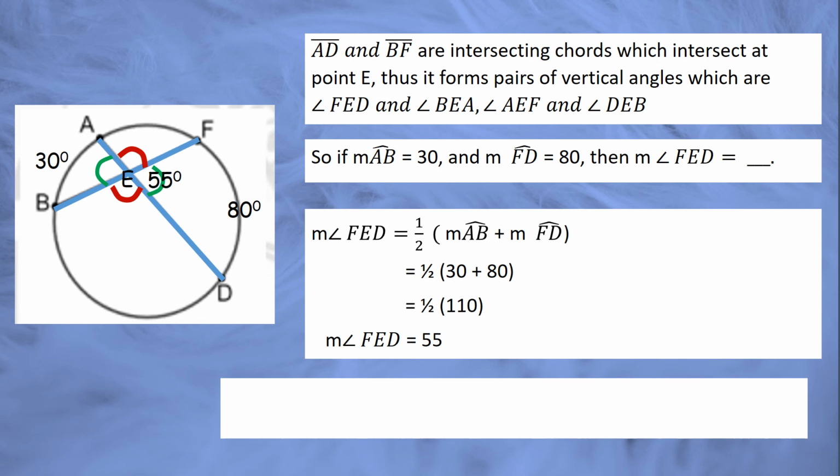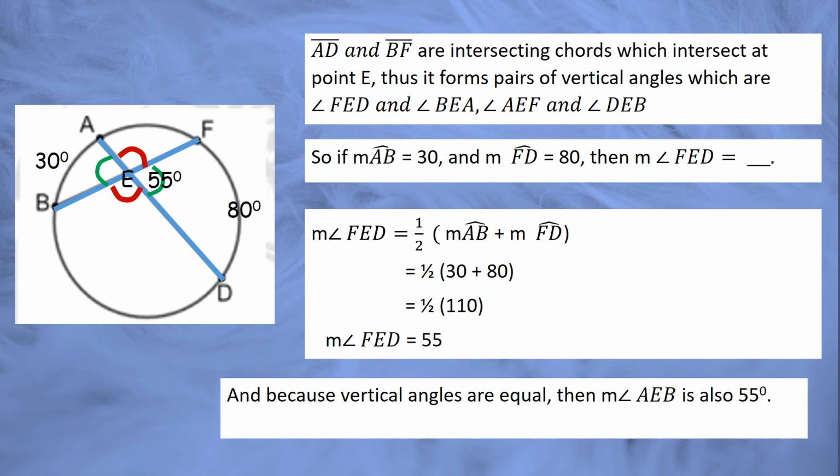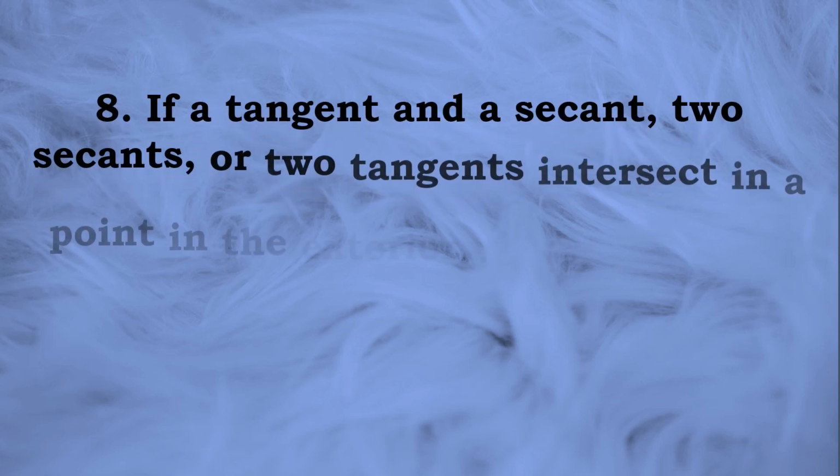Now, sabi ko nga kanina, dapat equal sila. So, kung FED ay 55, the measure of angle BAE is also 55. Yeah, because they are vertical angles. Okay, then one more. May isa pa pala.